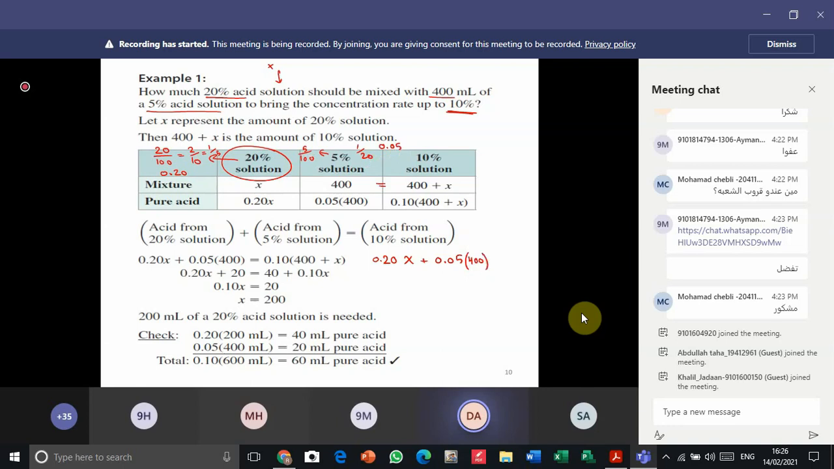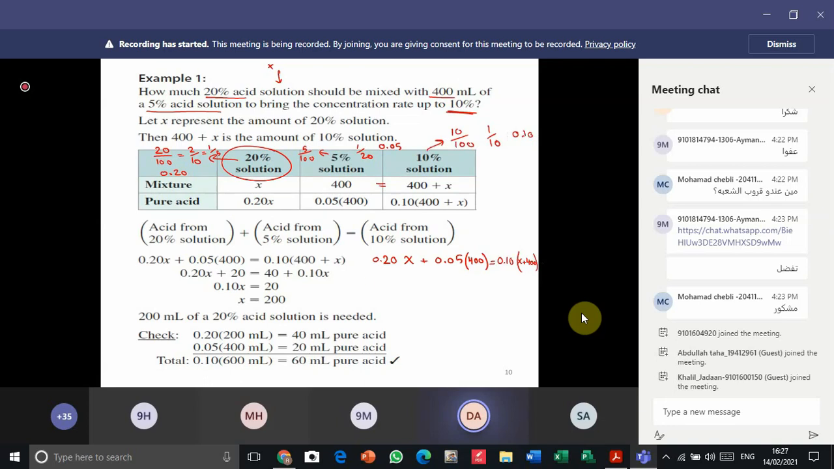400 millimeter. This equals 10, 0.10, multiply by x plus 400. Okay, so 10, we can write 10 over 100, or 1 over 10, or 0.10.